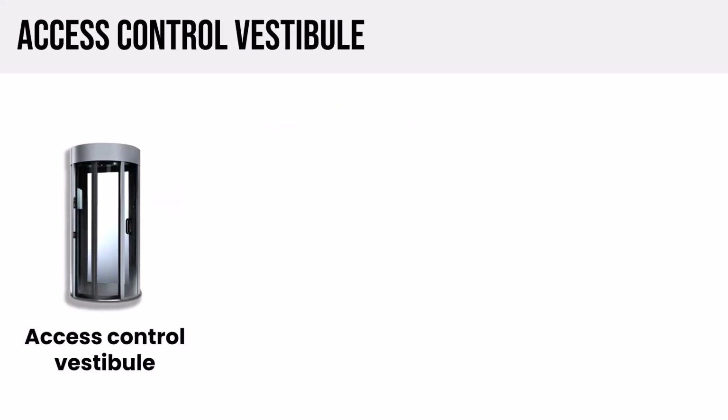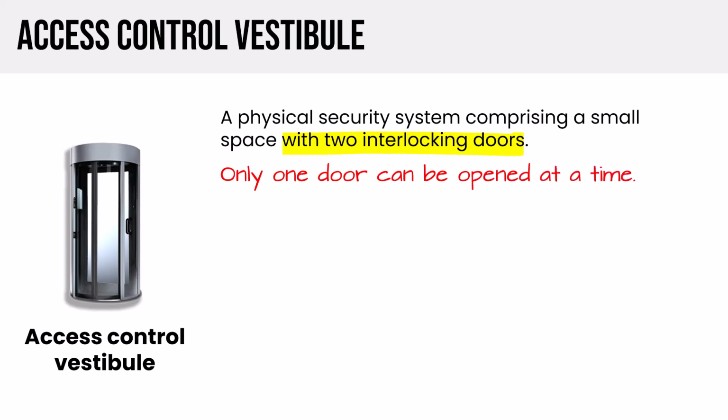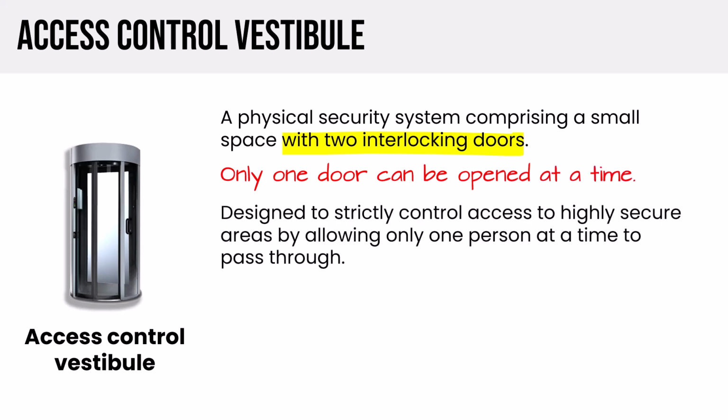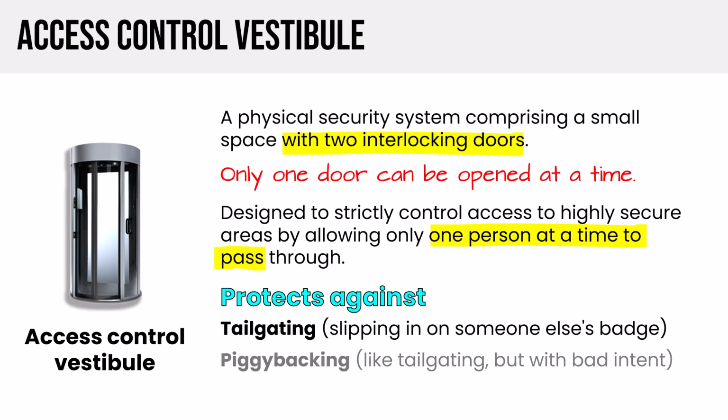Next, we have the access control vestibule, which is a physical security system comprising a small space with two interlocking doors, only one of which can be open at a time. It's designed to strictly control access to highly secure areas by allowing only one person at a time to pass through. This will protect against tailgating, where a user slips through an entry based on someone else's badge when they themselves don't have a badge. This also prevents piggybacking, which is just like tailgating, but typically with bad intent to gain access to a restricted area. You don't really need to be too worried about the details between those two.